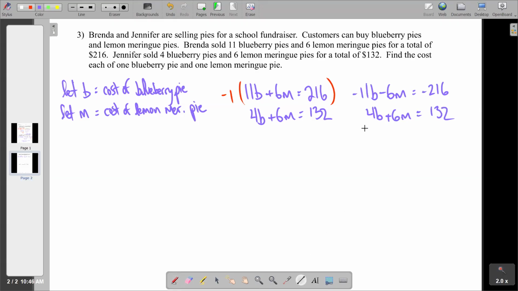Now, step one is done. Step two is done. Step three is what we're in the midst of right now. Let's add downwards. How many B's do we get? Yes. How many M's do we get? Nothing. And what is -216 plus 132? It's negative. I'll put that down. Ochenta y cuatro.